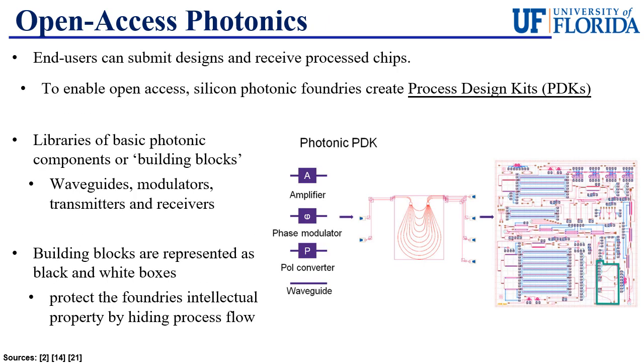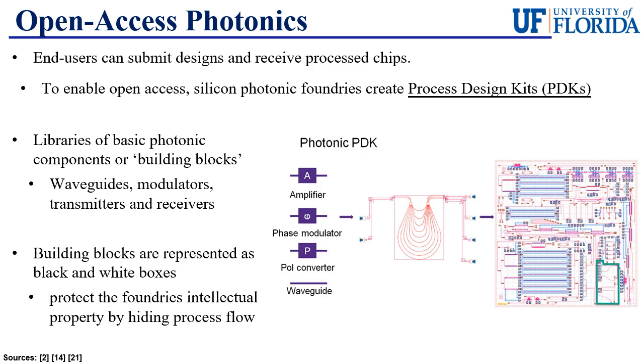Designs for photonic components, such as those we just talked about, have been compiled into libraries called process design kits. These libraries allow end users like device designers to submit designs and receive processed chips, fostering innovation in the field of photonic devices. Components like waveguides, modulators, transmitters, and receivers are all represented as building blocks for designers to mix and match and create unique photonic devices.